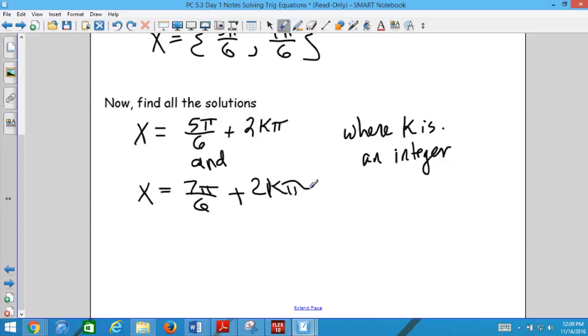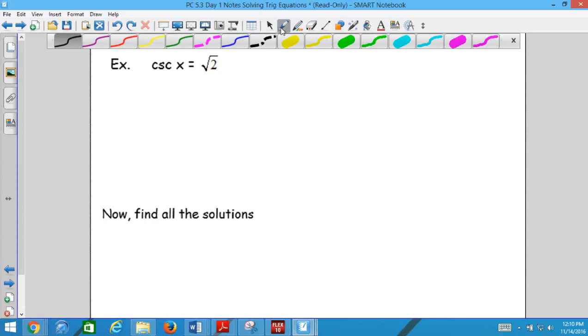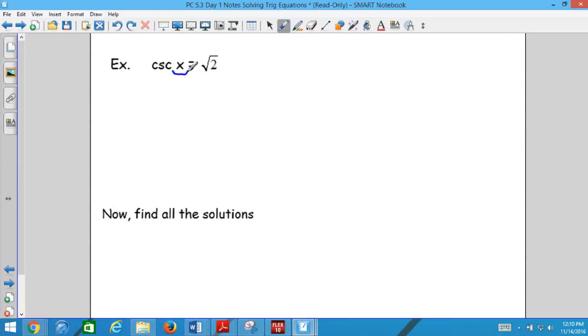Okay, second question. Cosecant x equals square root of 2. Now, you would do the inverse to both sides, but you don't have to write that step. If you know right now that I am finding an angle, I think you can just find the angle. You don't have to write cosecant inverse on both sides. I'm not even going to write that step. I'm just going to know that's what I'm doing.